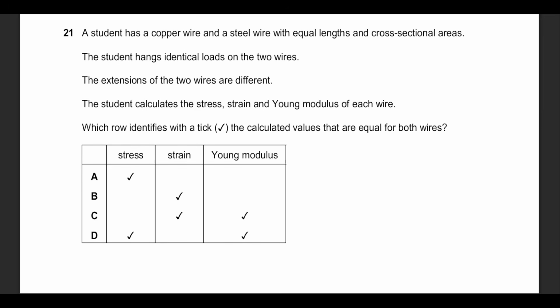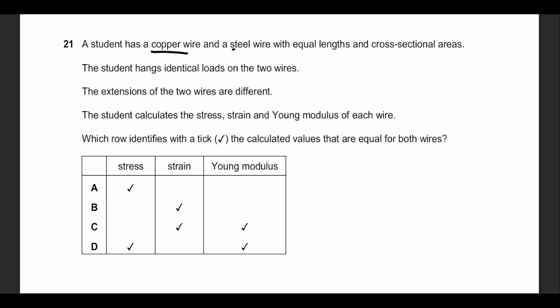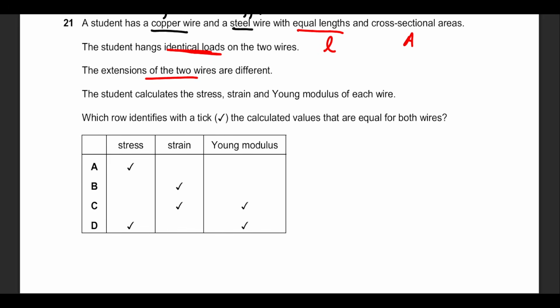Question number 21. Now copper, and then we have steel. Copper generally is softer. This is a general understanding. This is softer, more malleable. This is stiffer, more solid. They have equal lengths and cross-sectional areas. The student has an identical load, which means that the force is going to be the same on the two wires. The extension of the two wires is different. We understand that because copper is softer, it is different. He says identify whatever Young's modulus was going to be is equal for both of them.